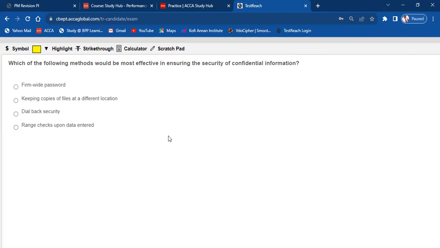Do I know dial-back security? If you are not sure, ask yourself. Range checks upon data entered. You are entering data, say date of birth, DD, MM, YYYY. So date, that's day, month, year. If you enter it wrongly, they'll tell you you have not filled a space. That's a way of ensuring that people fill in the right information. It doesn't ensure security of confidential information. Because of that, I'll select dial-back security.